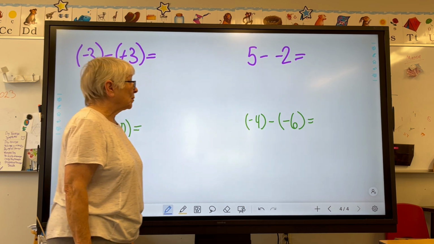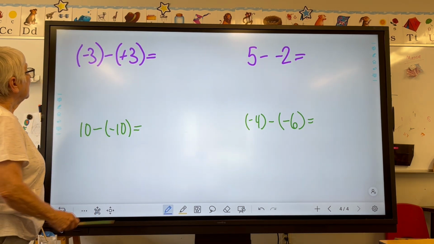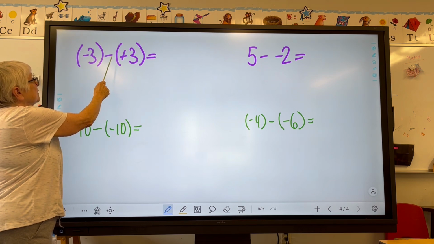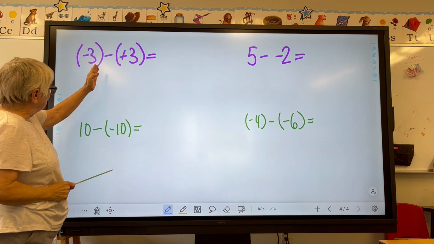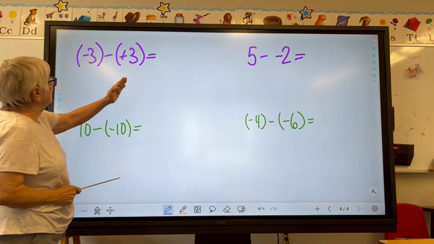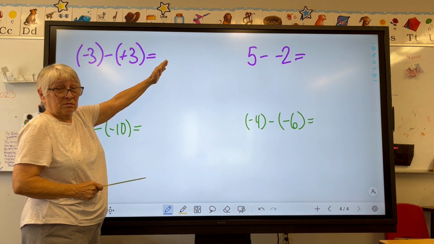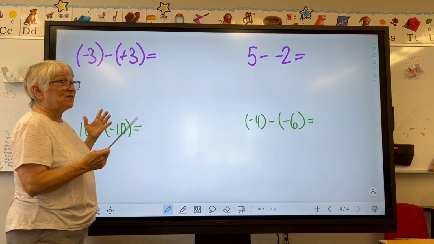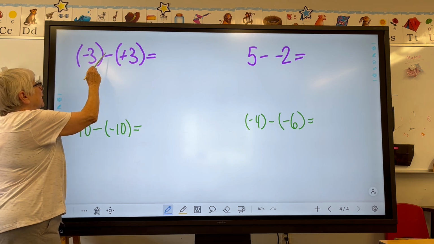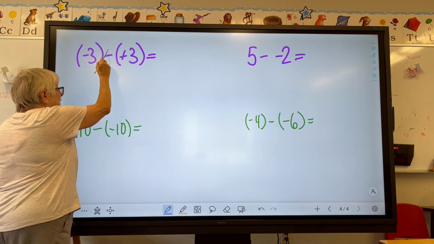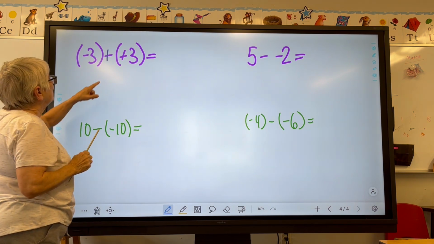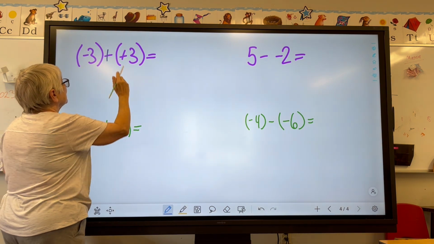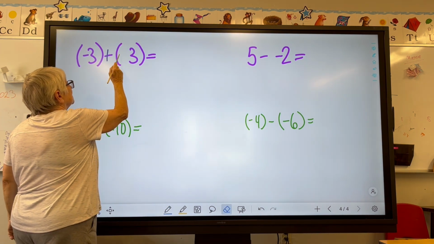I just have a few problems here. But notice that this is not -3 plus +3. If that were a plus sign, then this would be 0, because -3 plus +3 is 0, but this is not. Our rules are for addition, so we need to make that an addition sign. But when we change this sign, the one that immediately follows becomes a negative.